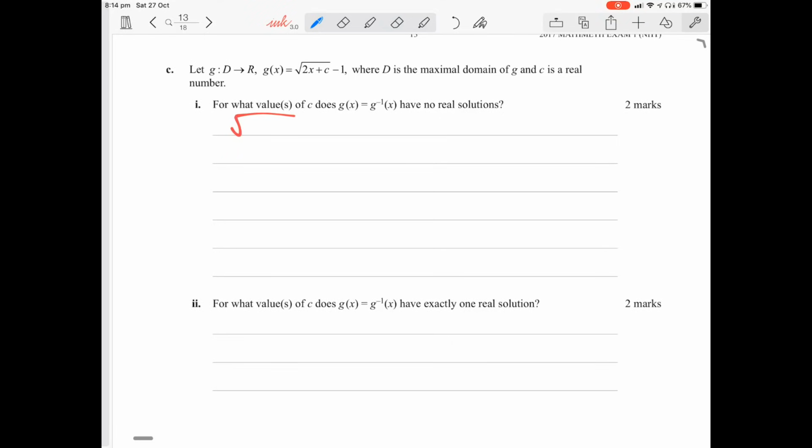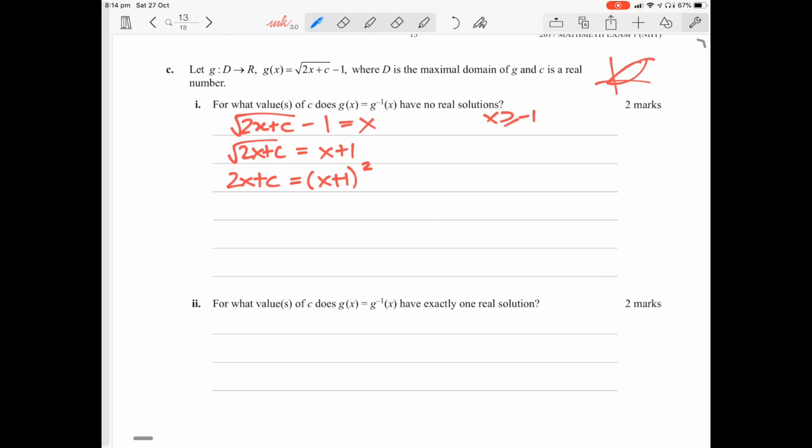Okay, if we do the same thing as before, 2x plus 1, c minus 1, because it's a square root graph, we know it's 1 to 1. And we know it's going to intersect on the line y equals x. Okay, so root 2x plus c is equal to x plus 1. 2x plus c, once again, x has to be greater than or equal to negative 1. That equals x plus 1 squared.